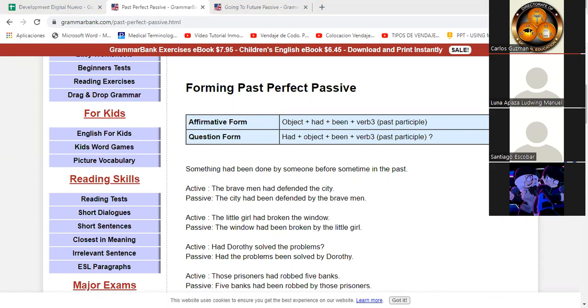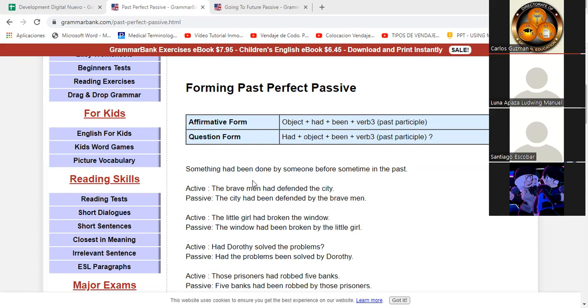Let's have you guys practice your reading. Hold on one second. All right, let's go with Santiago. Santiago, can you read the first examples, please? Here where I have the cursor. Read the active and then the passive. The brave men had defended the city. The city had been defended by the brave men.